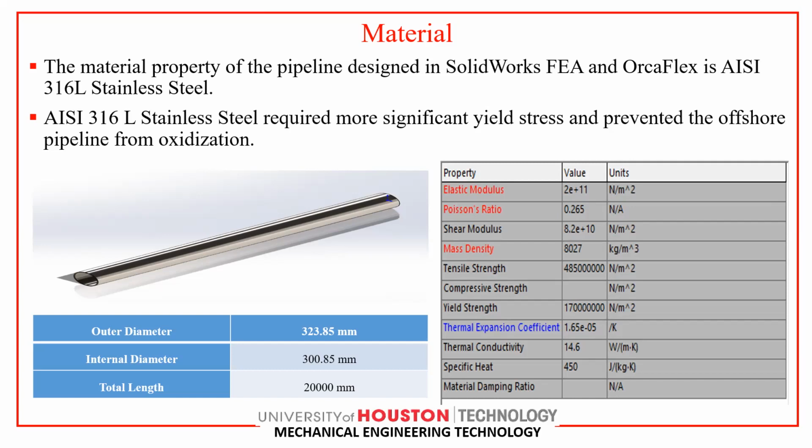We know AISI stands for American Iron and Steel Institute. The reason I use this stainless steel material is because it has a more significant yield strength and prevents the offshore pipeline from oxidization. So in this slide, we have two charts.